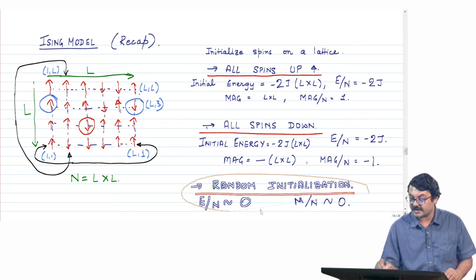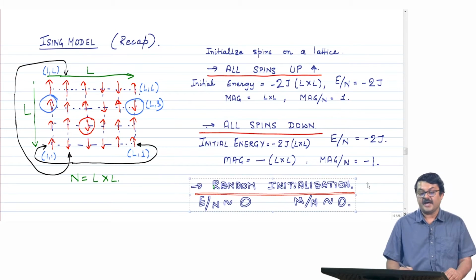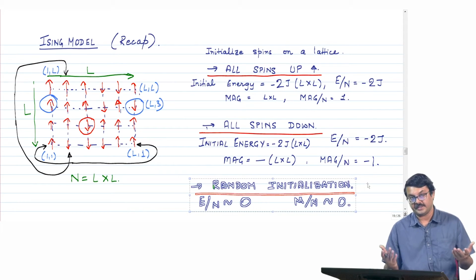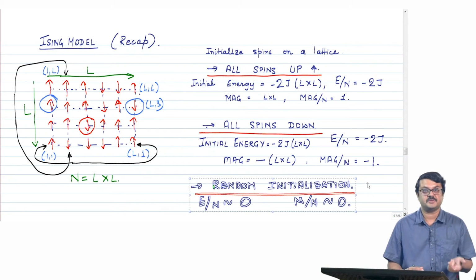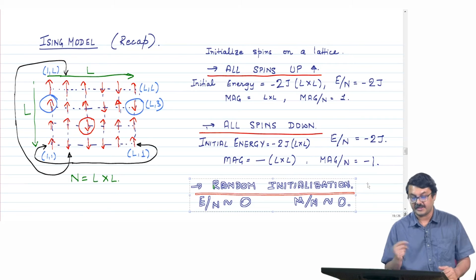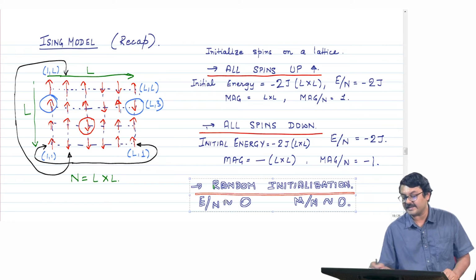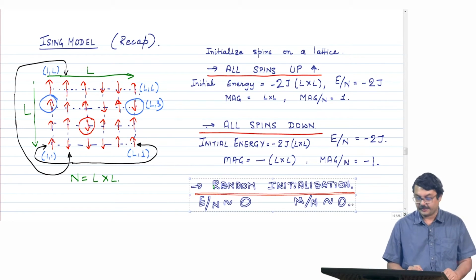However, you can also start with a random initial condition, and then the initial energy. So, half of the spins are pointing up, half of the spins are pointing down. On an average, any spin will have 2 neighbors which are pointing up, 2 neighbors which are pointing down. In that case, the energy per site, the energy per spin, would be some number close to 0, it will not be exactly 0, and the magnetization will also be some number close to 0.